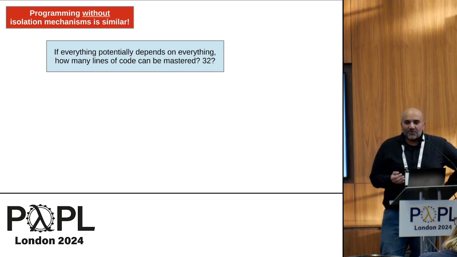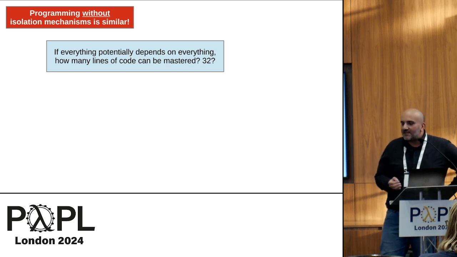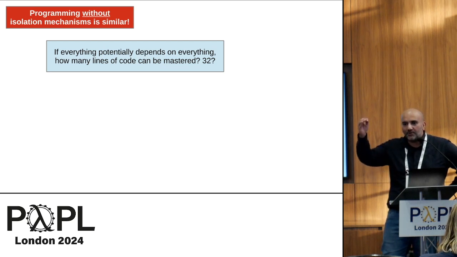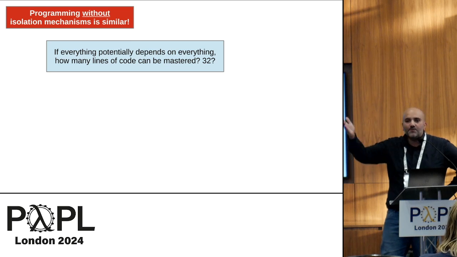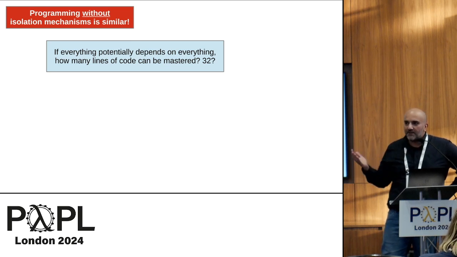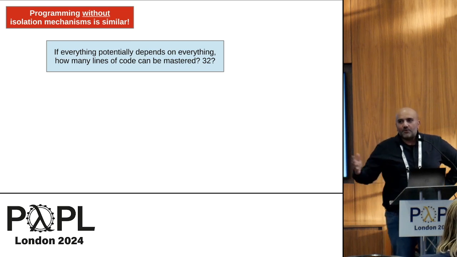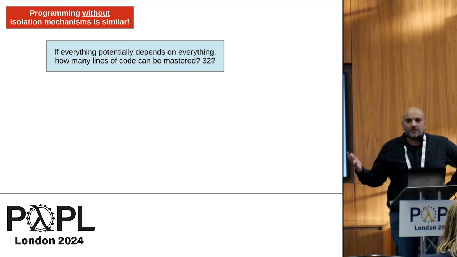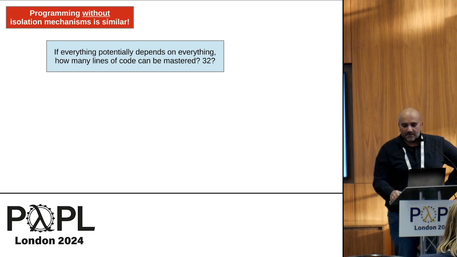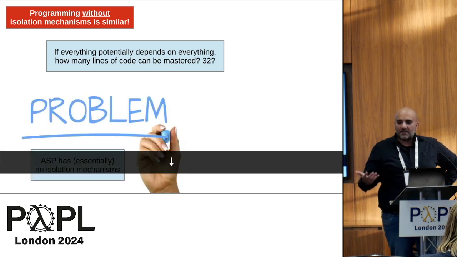Now, software programming should be different, but it can be very similar. Software programming is like a chess game if you don't have an isolation mechanism, and everything can interact with everything else. If every line of code that you are adding to a program possibly interacts with all the others, you are in a chess game. How many rules can you handle in this way? How many lines of code? 32, like in chess? But we want to deal with programs that are much larger.